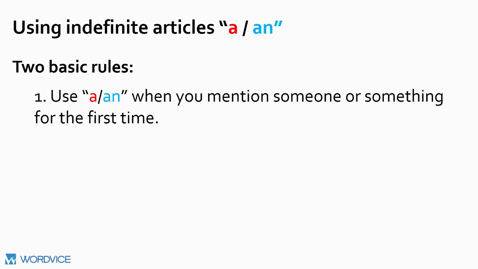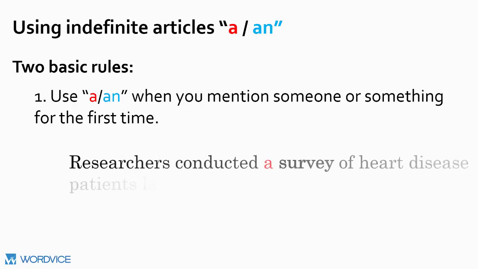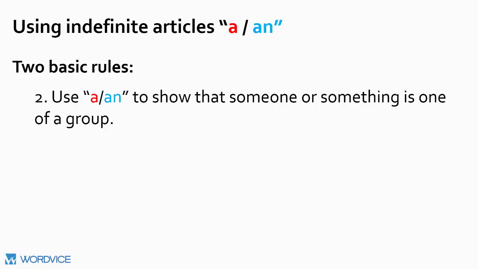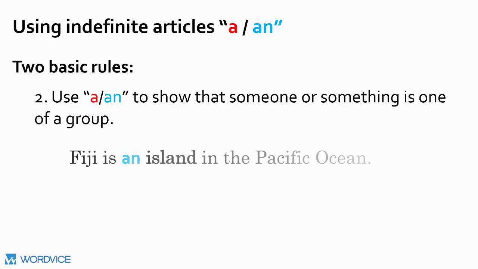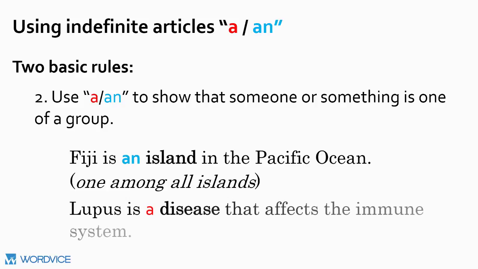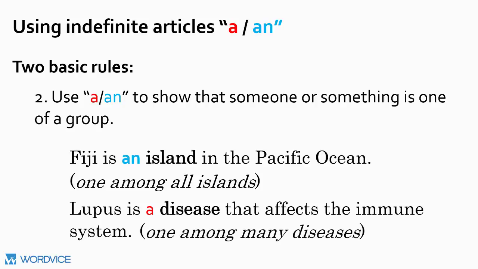First, use a or an when you mention someone or something for the first time. Researchers conducted a survey of heart disease patients last year. I consulted an orthodontist this morning. Secondly, use a or an to show that someone or something is one of a group. Fiji is an island in the Pacific Ocean. This means one among all islands. Lupus is a disease that affects the immune system, one among many diseases.